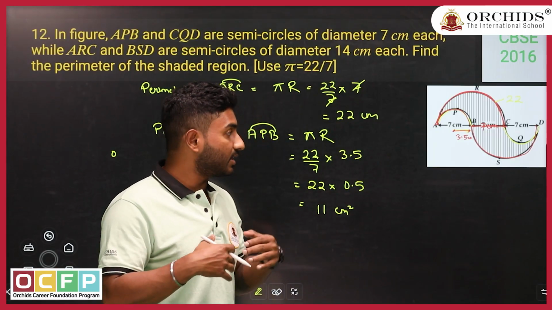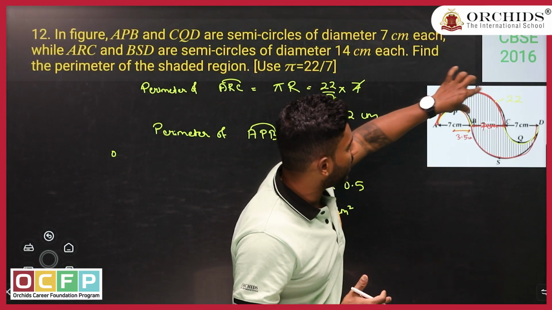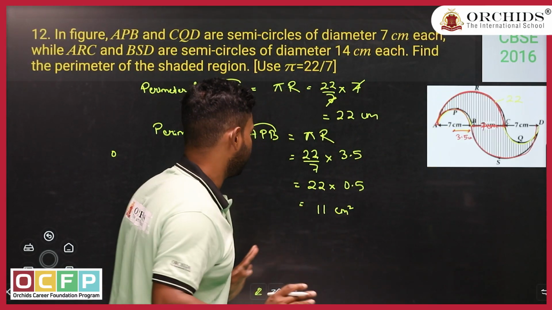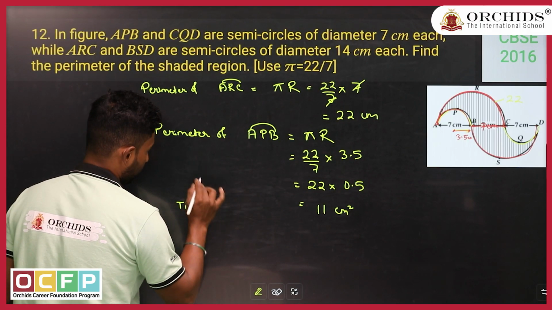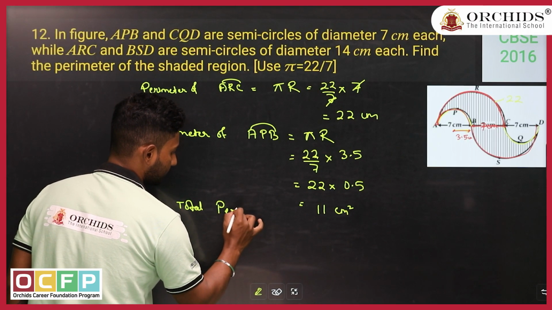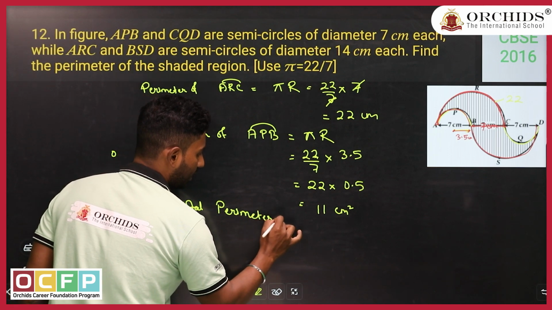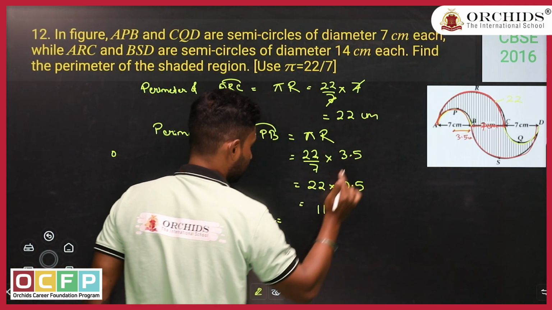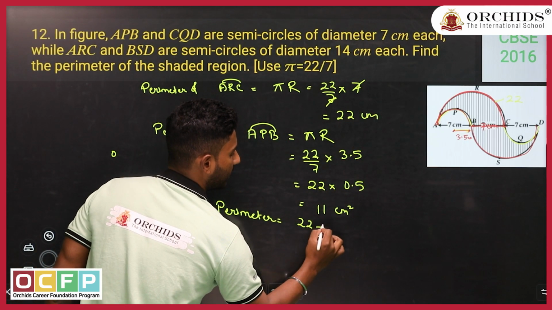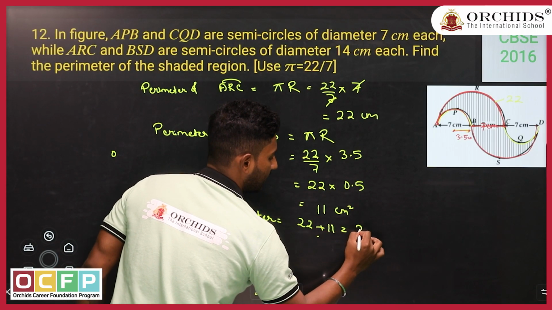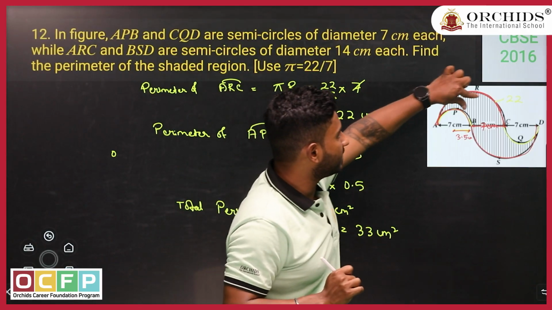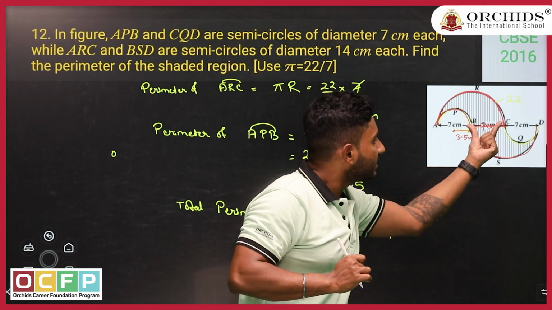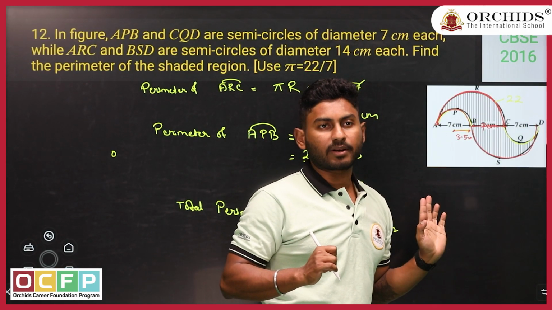Now if I ask you what is the total perimeter of this part, perimeter will be just add it up. So total perimeter, for the upper part only, will be 22 plus 11, that is 33 centimeter. Now if this one is 33 centimeter, this portion is also 33 centimeter.